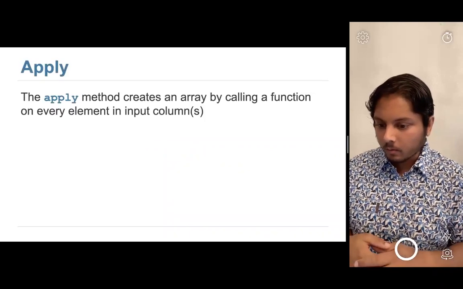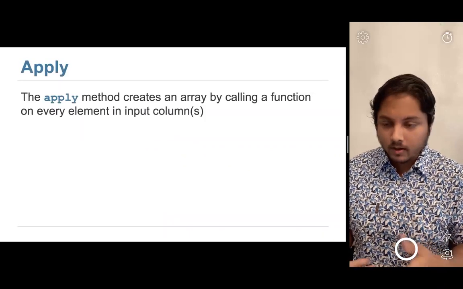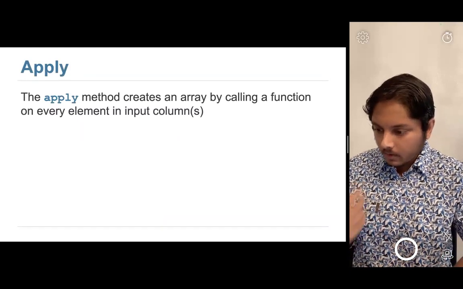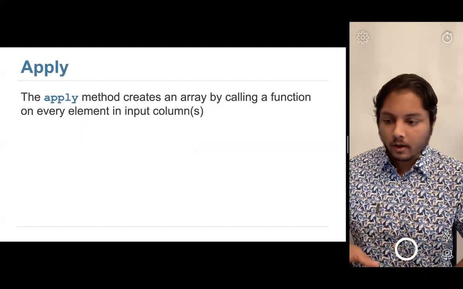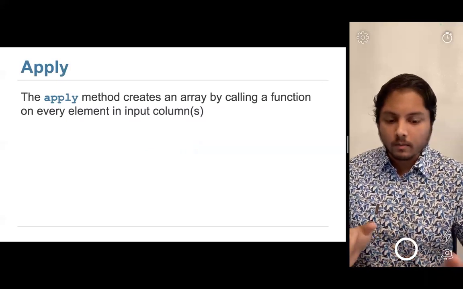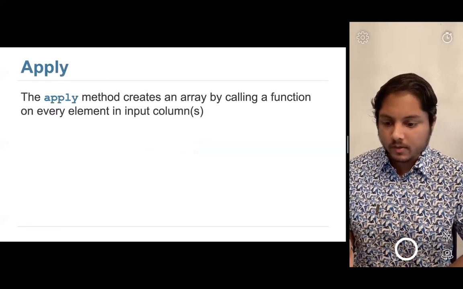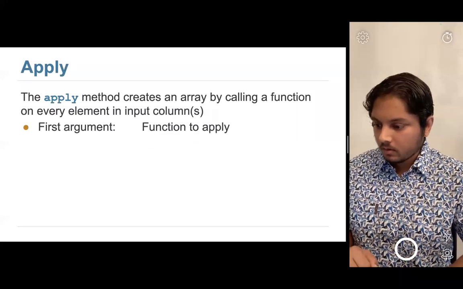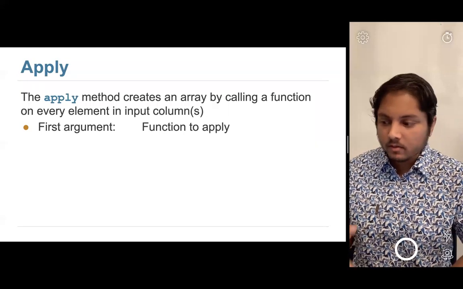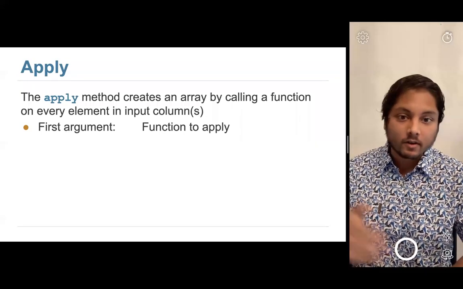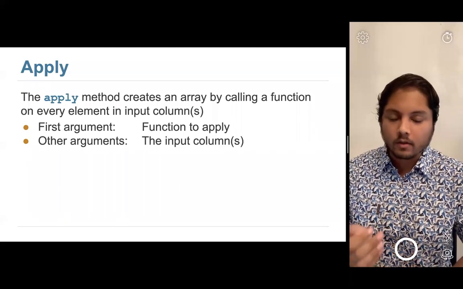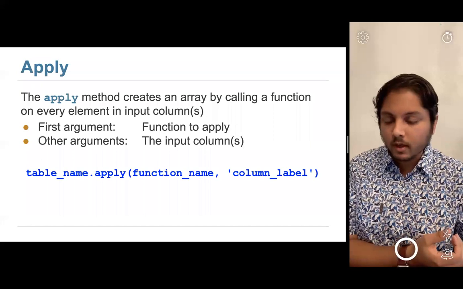It's actually its own method called apply. This is kind of how we use it. The way it works is it creates an array by calling the function that you specified on every element in a specific column that you also specify. The first argument to the apply function is the function you want to apply, and then the other arguments are the columns that you want that function to be applied to.